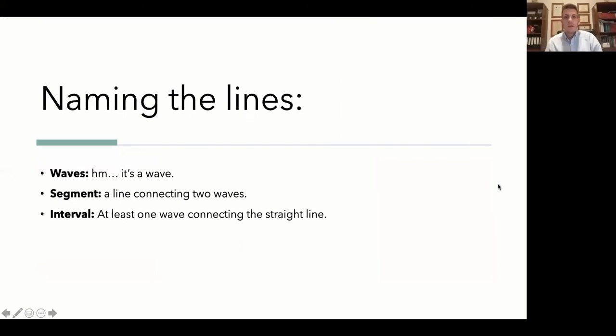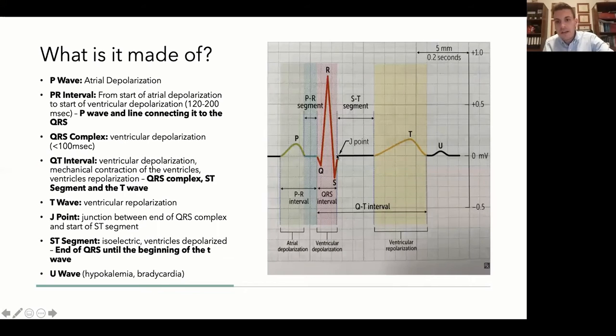Now, let's go through what an ECG will be like. Waves. I think it's pretty self-explanatory. It's a wave. A segment will be a line that connects 2 waves, and keep this in mind because there are multiple segments or multiple intervals that you can actually see in an ECG. Let's go through them one by one. This is a typical ECG.